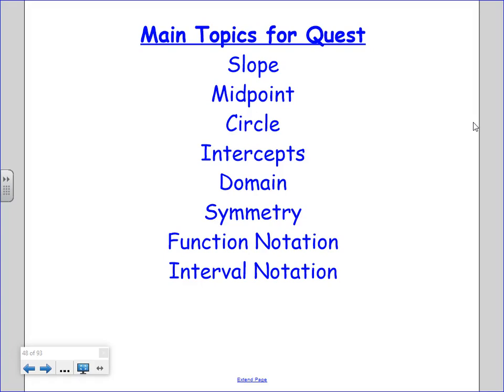The name of the game is review, just in general. You are allowed to have one composition book out per group. One composition book out per group. I don't care who it is. You guys choose. Everything else cleared off.